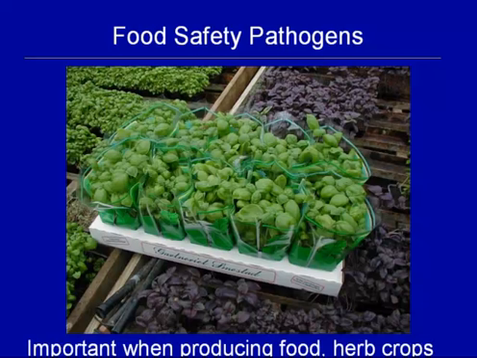Another reason that we should be concerned about biological water quality is if you're producing any herbs or vegetables or fruit crops, which more and more greenhouse and nursery growers are doing now. Because it's not just the plant pathogens that are important, but it's also food safety pathogens such as E. coli that are obviously critically important in terms of producing an acceptable crop.